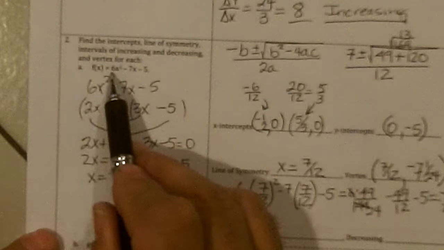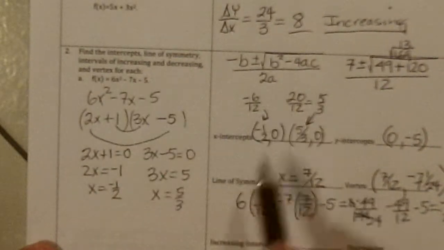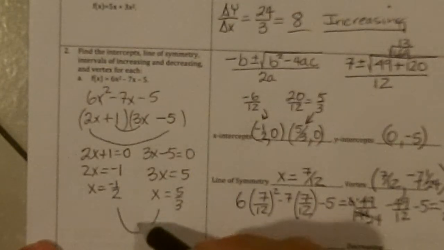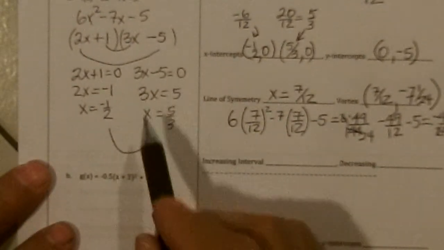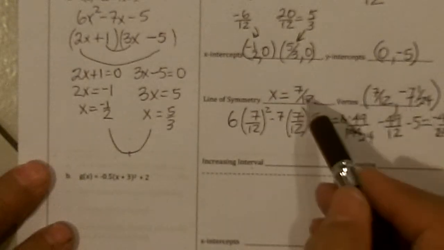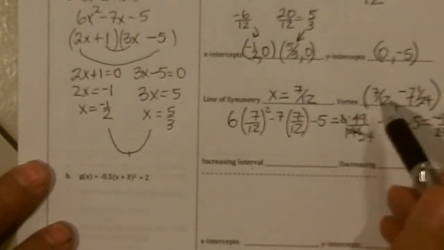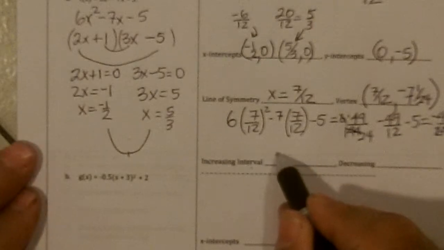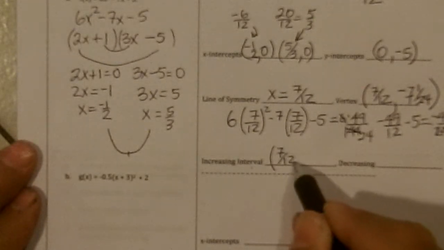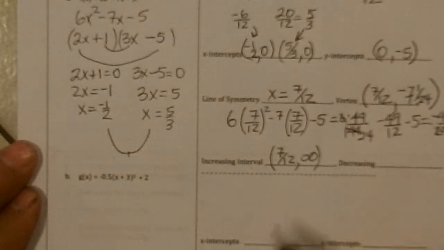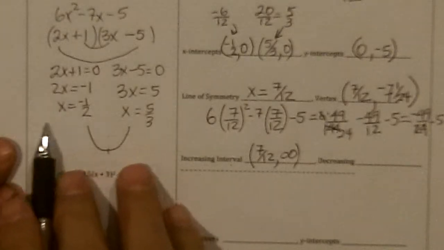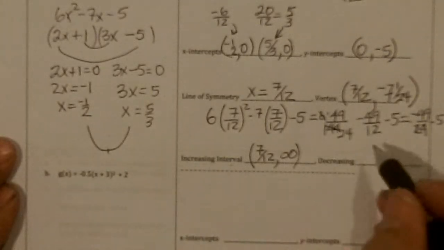Increasing. This is a parabola that's in the standard position, opening up. So it's going to be increasing from the vertex to the right. The vertex is at 7/12 in the x, and we always do these with the x. So from 7/12 to infinity, it's increasing. And it's decreasing from negative infinity up to 7/12.